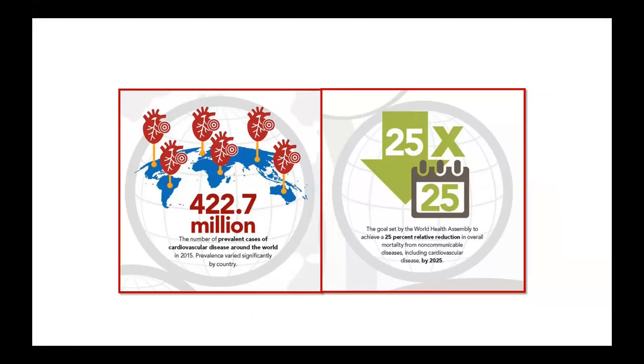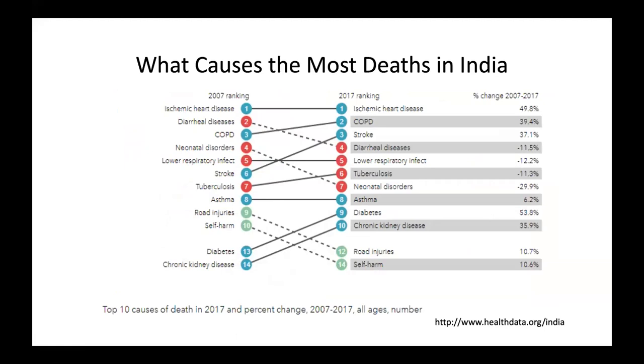So when we see what is the most important cause of death in India, in 2007 compared to 2017, ischemic heart disease remained the number one cause. Apart from ischemic heart disease, another important cause of cardiovascular disease, stroke, has risen up the ladder and has reached number three. But if you see the percentage increase, almost 50% for ischemic heart disease, and diabetes, which is also linked to the diet, has also increased more than 53%. So everything somehow is related to the diet.